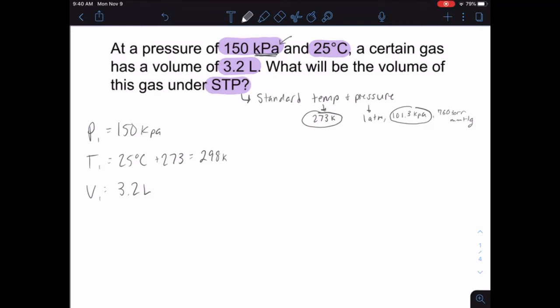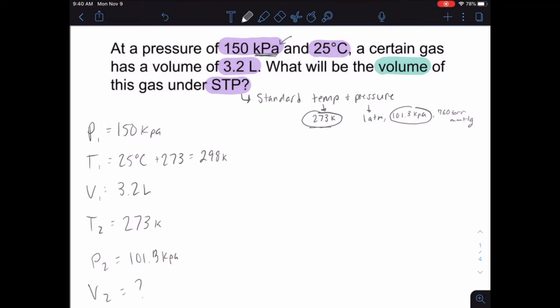So our STP is our final values, our values that we are changing to. So that means our T2 is going to be standard temperature. So that's going to be 273 Kelvin. And our P2 is going to be our 101.3 kilopascals. And the question is asking us to solve for the volume. So that's what we're going to be looking for, is the final volume.